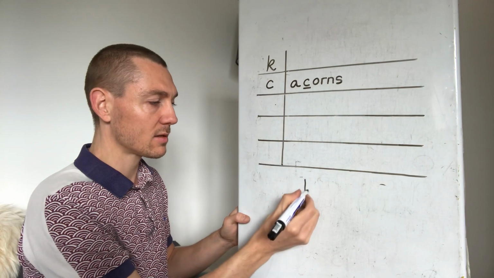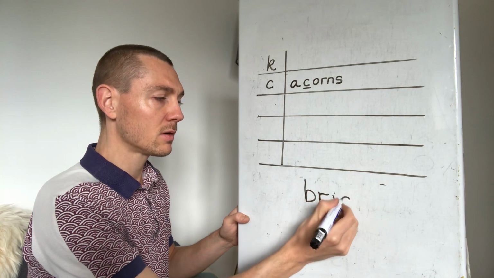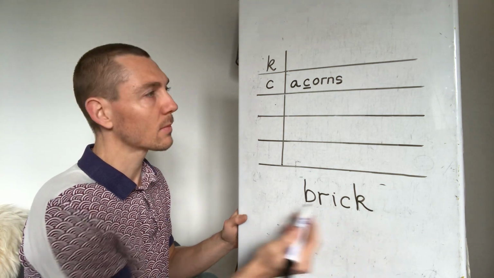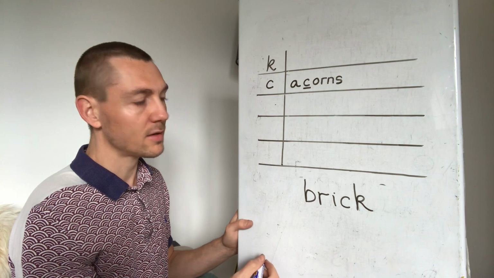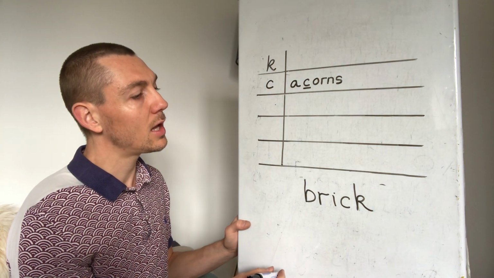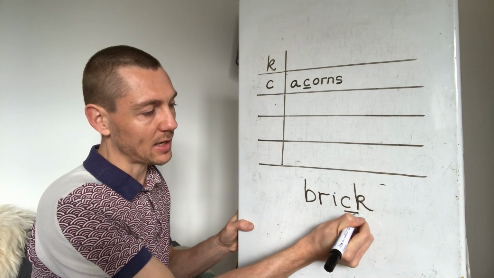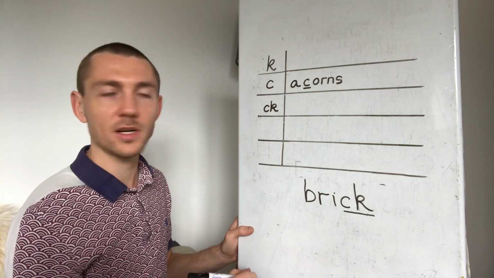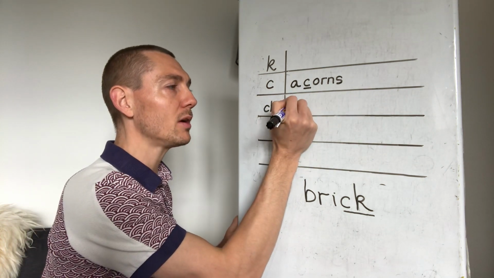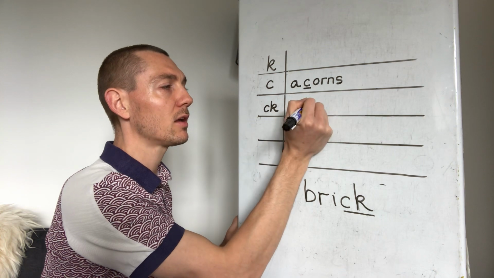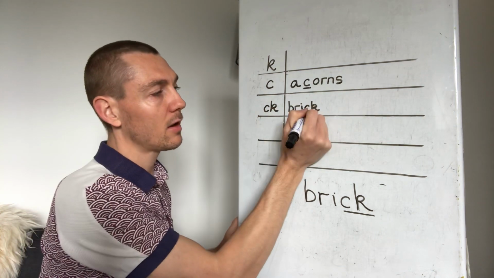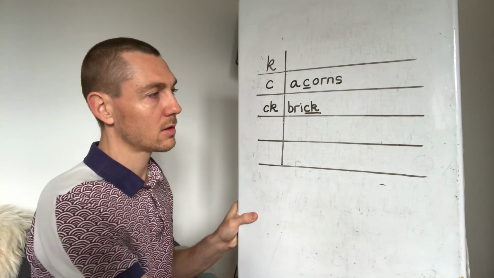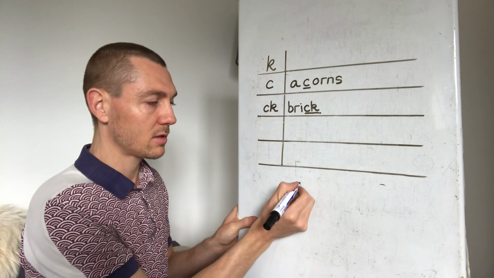The next word is, after three, 1, 2, 3, brick. Now it's over to you. And we can see that we've got the ck spelling. So that's a new section. And we say the sounds and write the word into that section too. And we say b, br, i, k, brick. Okay.